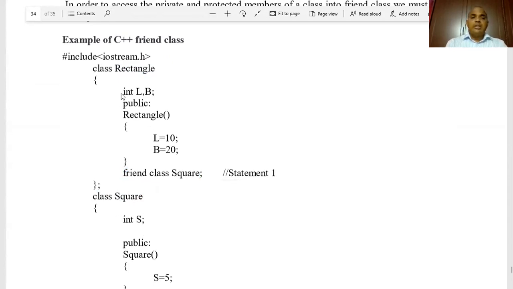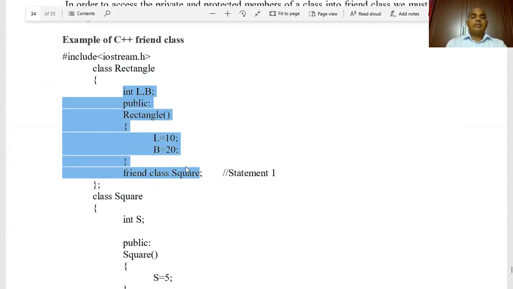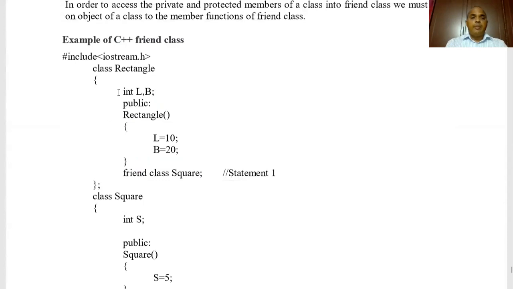What are the properties available in the rectangle class? Listen carefully, all of you. The private and protected variables available in the rectangle class can be accessed by the square class. Clear? But we cannot access the square class members in the rectangle class. This is forward direction only. Clear? Here, friendship granting to classes.